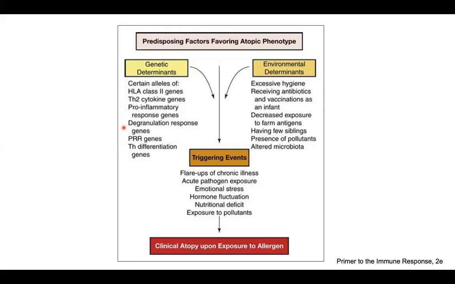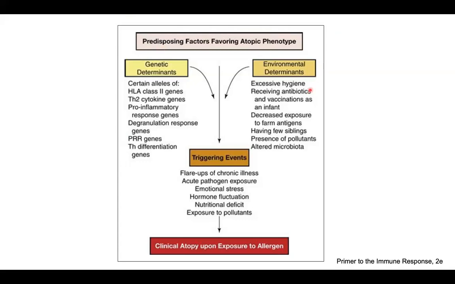The genes involved in the degranulation response, the genes involved in the production of your pattern recognition receptors. Remember, I've mentioned, for example, toll-like receptor 2 and the different types of toll-like receptors that are involved in innate immune recognition. TLR2 is the one that's important in driving a T helper 2 response, and so forth, okay? So it's not just one gene, there are several.